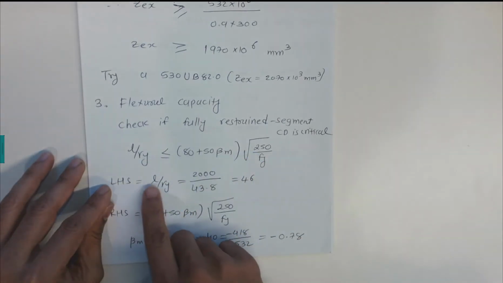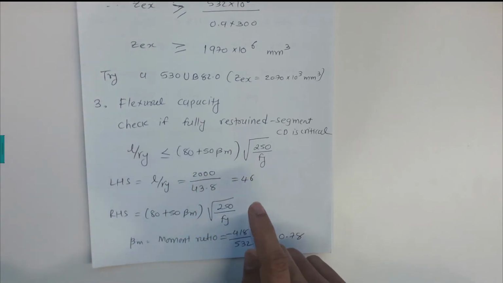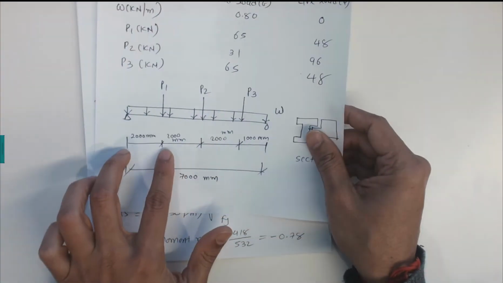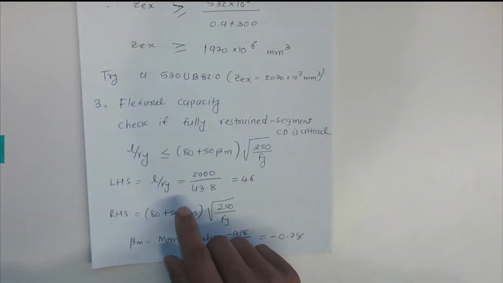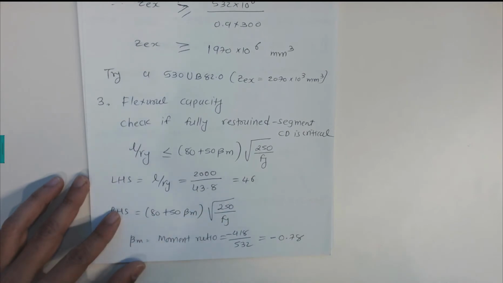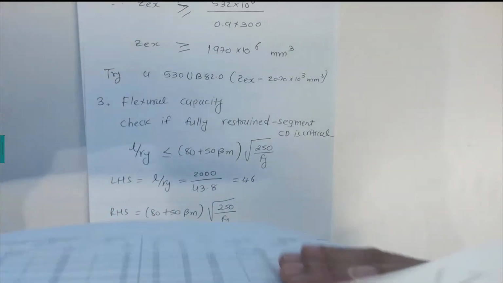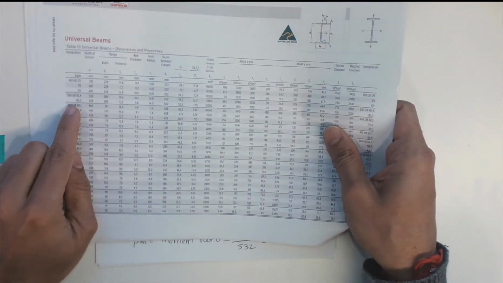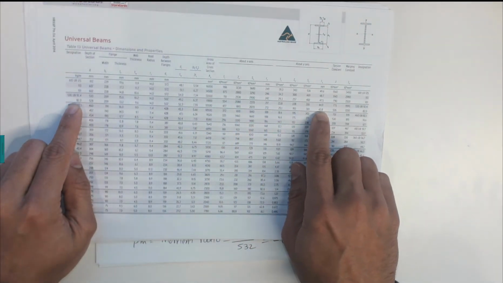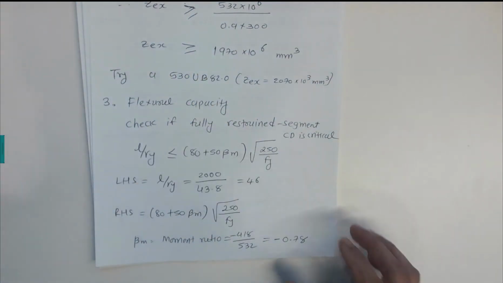The left hand side is L over ry. For the segments, we have 2000 millimeters given in the question, over ry. For the 530 UB 82, the ry value is 43.8 millimeters, so the ratio gives us 46.